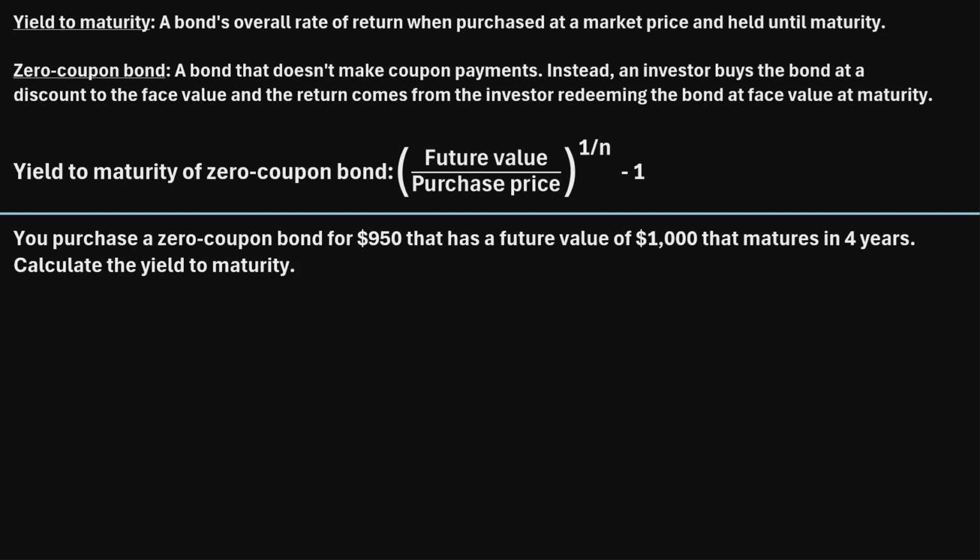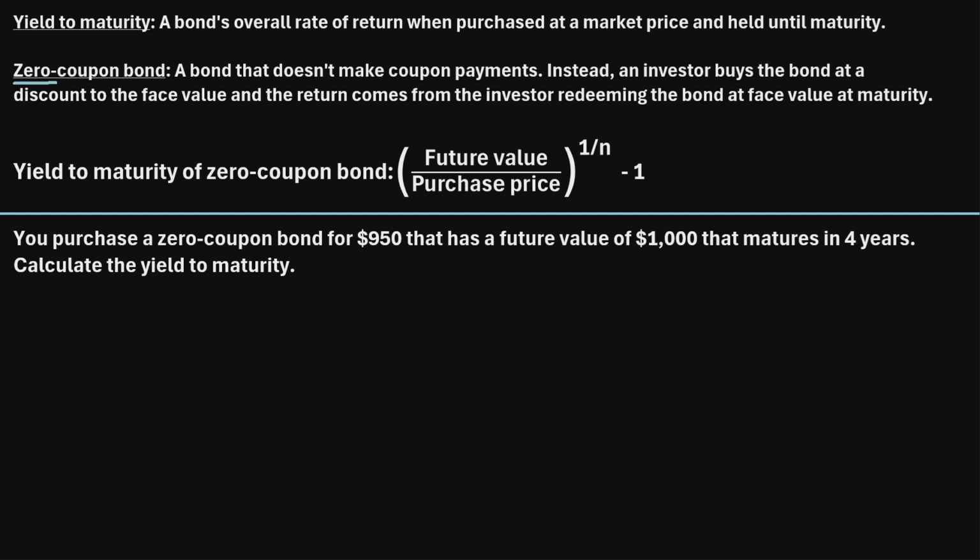In this video, I will explain how to calculate the yield to maturity of a zero coupon bond. So there's a couple definitions that we should know before we get too far. When we say yield to maturity, we're talking about a bond's overall rate of return when purchased at a market price and held until maturity.